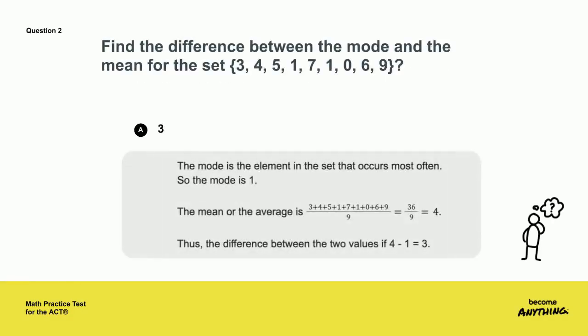The mode is the element in the set that occurs most often. So the mode is 1. The mean, or the average, is found in the following equation. Thus, the difference between the two values is 4 minus 1, which is 3.